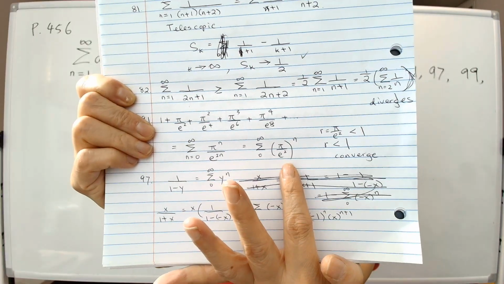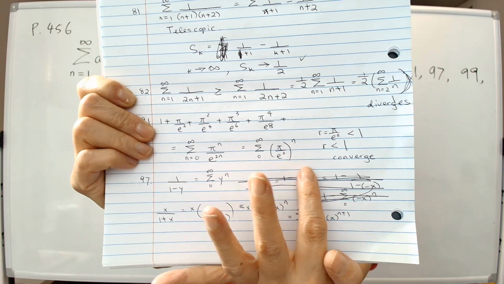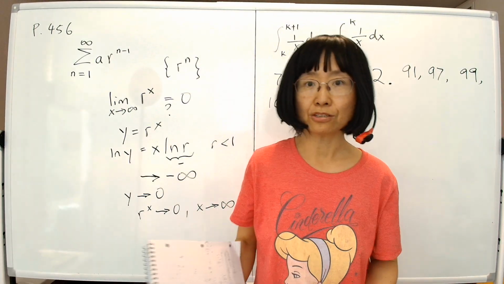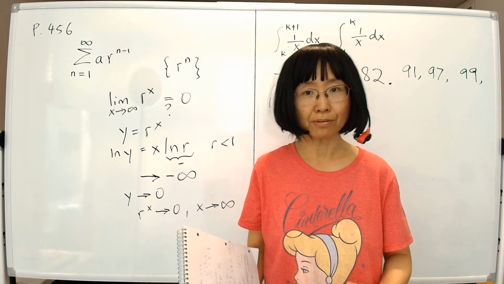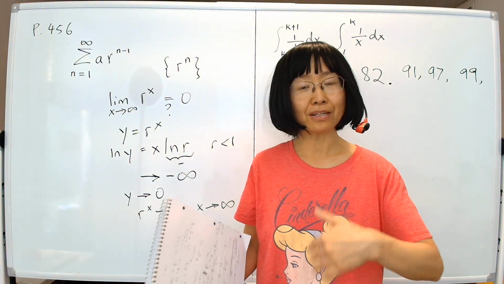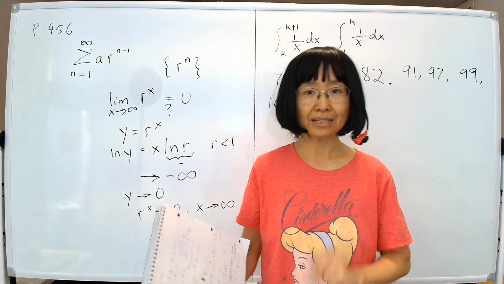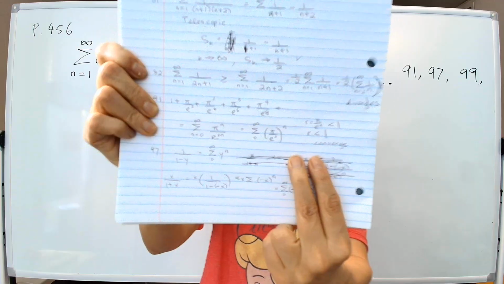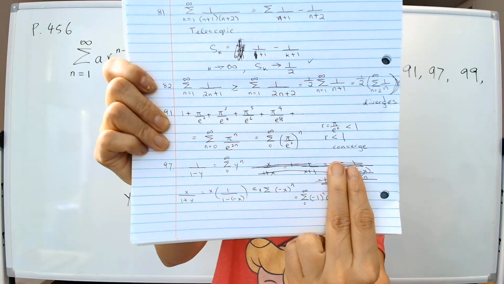Once you realize that, then r is the stuff inside, pi over e squared. Being that e is bigger than 2, e squared is bigger than 4, and pi is 3 point something, so 3 point something over something bigger than 4 is less than 1. Therefore, r is less than 1, and therefore the series converges. And that's the end of that.